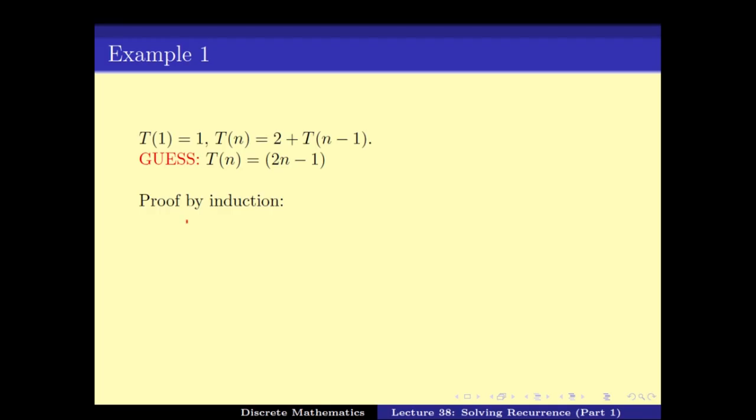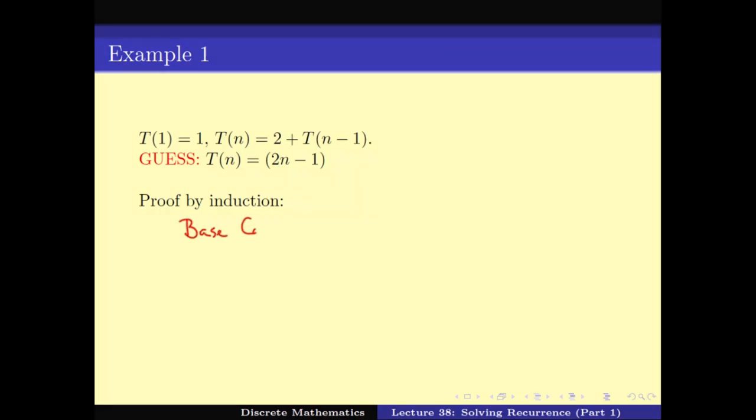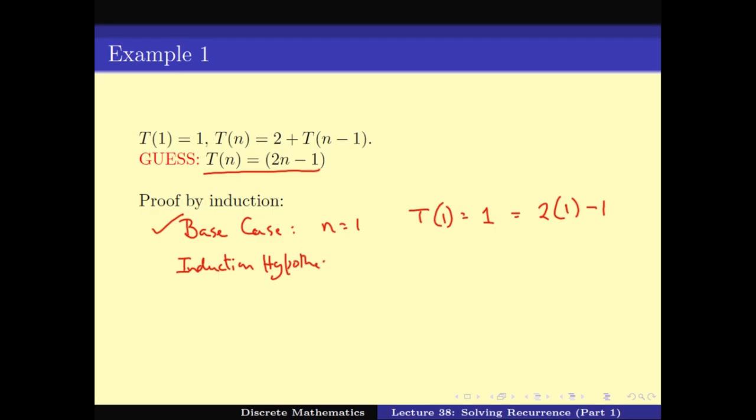If you remember, we should have a base case. In this case, the base case is n equals 1, and t1 is equal to 1. This is given, and it is of course the same as 2 times 1 minus 1. So this value is correct for t1. And now we have the induction hypothesis, which says that for some n, tn equals 2 times n minus 1.